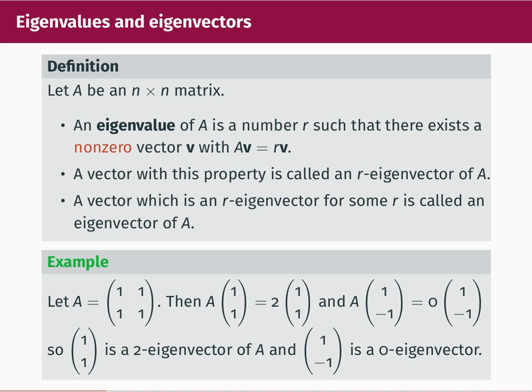Let's look at an example. We take A to be the matrix 1, 1, 1, 1. Then you can check that A times (1, 1) is equal to 2 times (1, 1), and A times (1, -1) is equal to 0 times (1, -1). That tells you that this vector is a 2 eigenvector of A, and this vector is a 0 eigenvector of A.